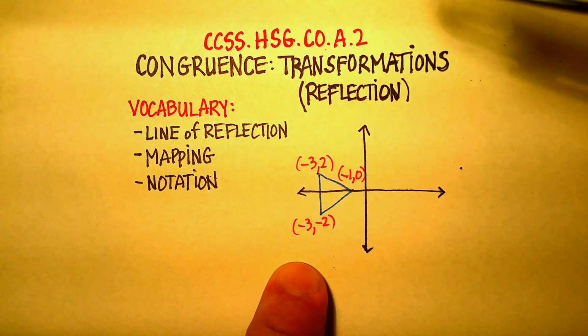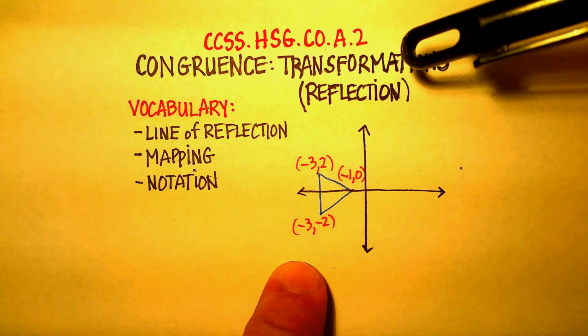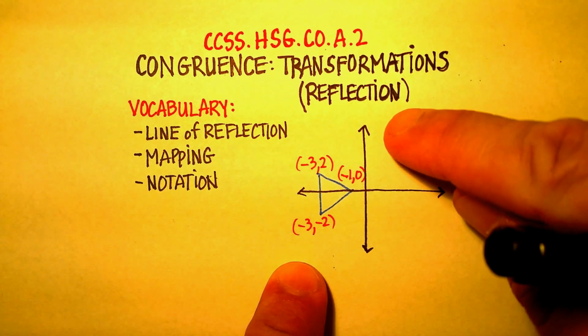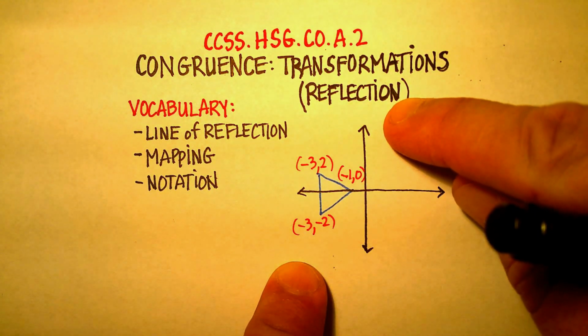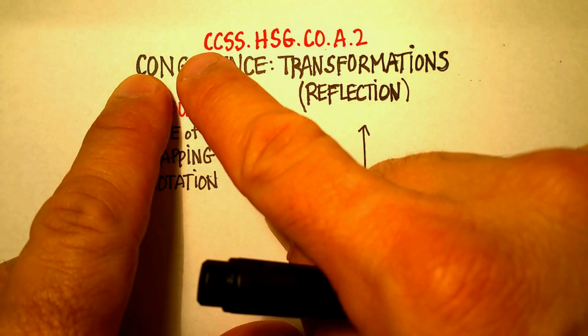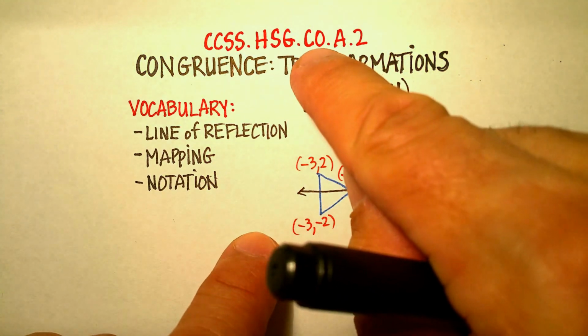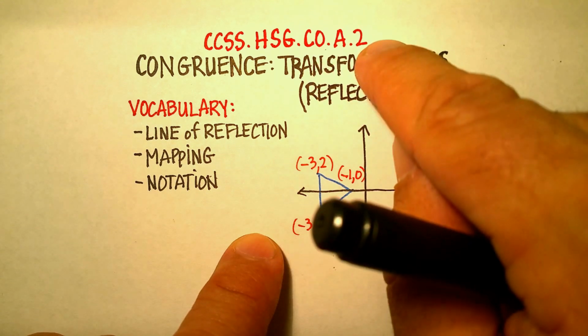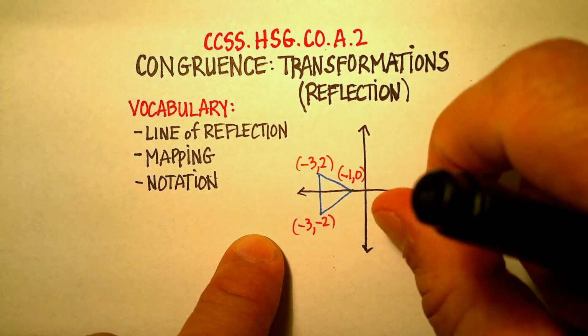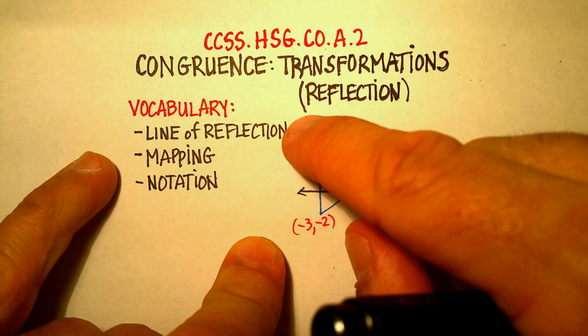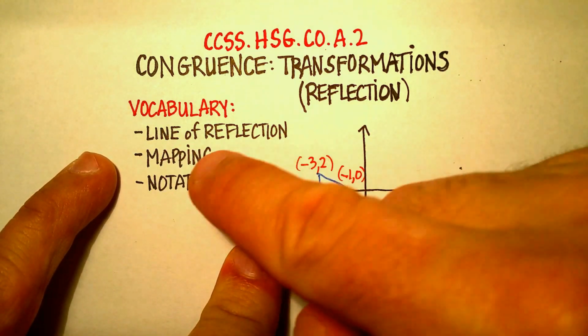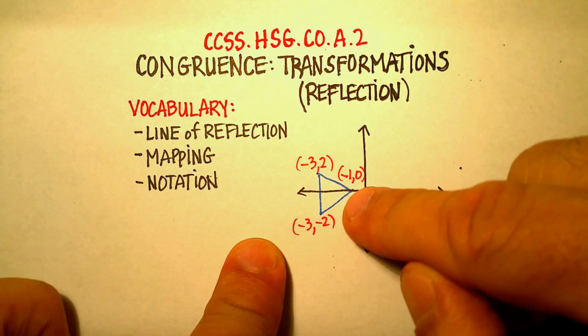Okay, in this video, I'm going to go over transformations, but a particular type of transformation. I'm going to go over something called a reflection. This is under Common Core State Standards for High School Geometry on Congruence, Standard A2. Now, in this particular video, I'm going to go over a couple of vocabulary words, line of reflection, mapping, and notation that might be helpful.